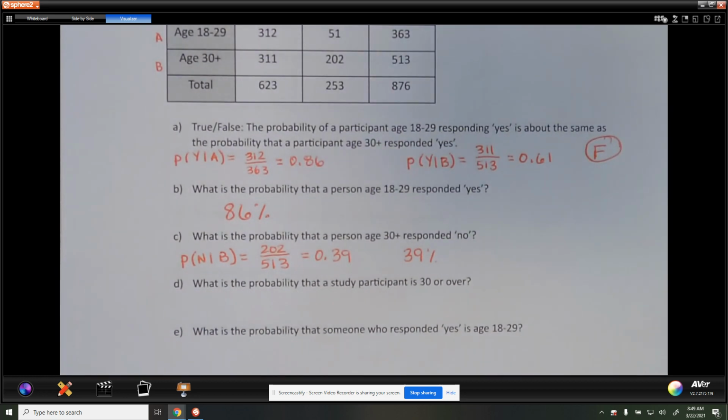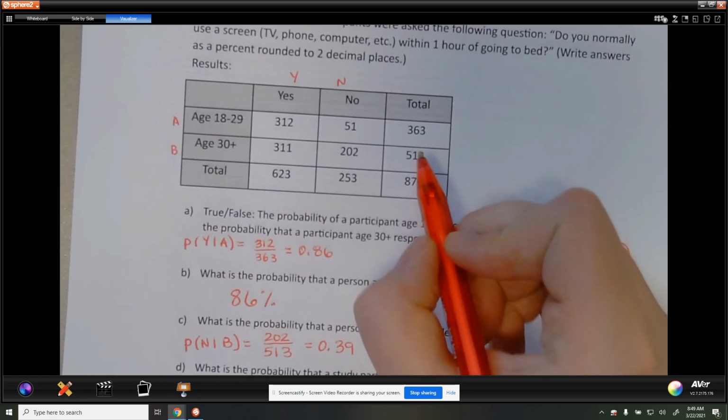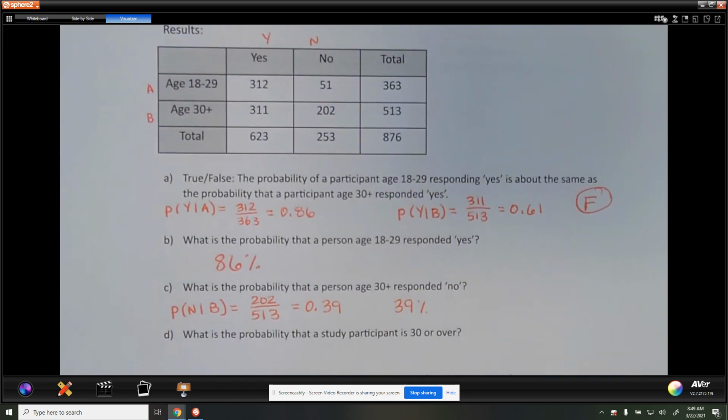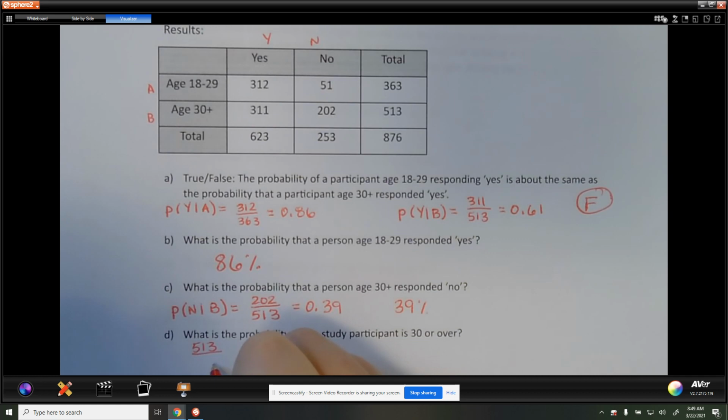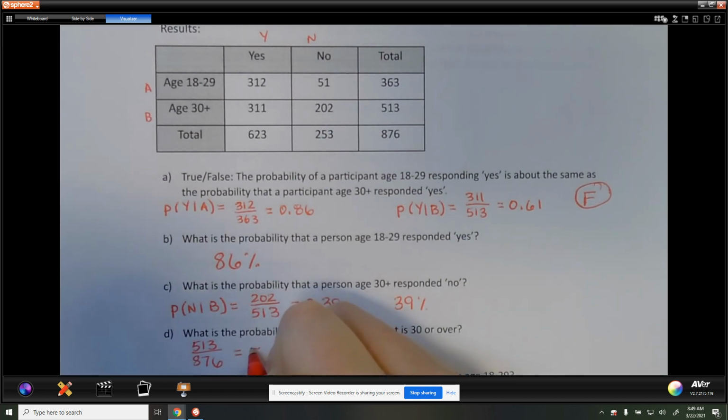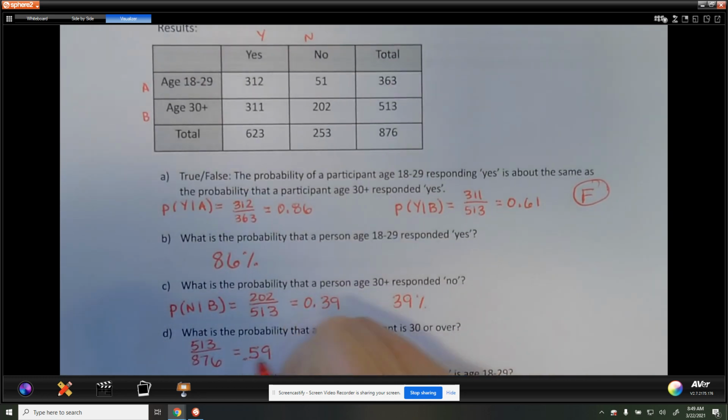Alrighty. What's the probability that the study participant is 30 or older? So we are going to compare all the 30-year-olds compared to the total, is what this is asking. So 513 people total out of 876. That is 59-ish. 59%.